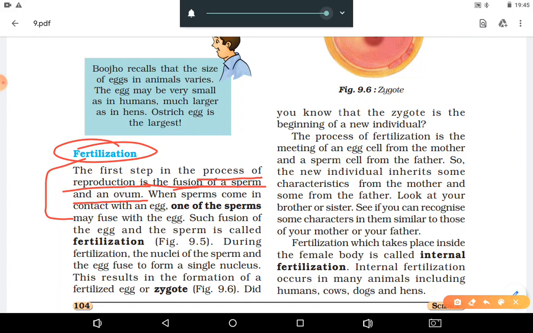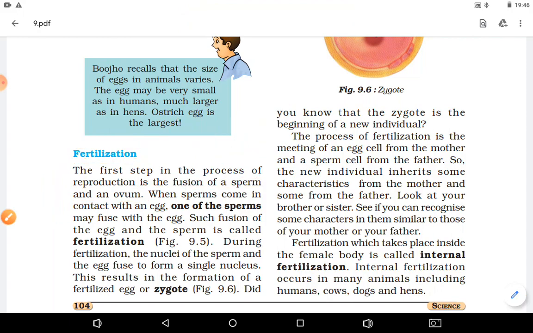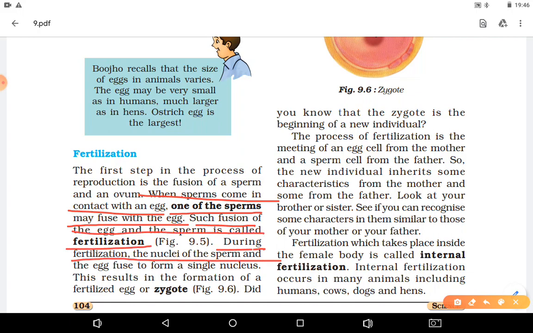Now how does it happen? What is the process of fertilization? When the sperm come in contact with the egg, one of the sperm fuses with the egg, and this fusion is known as fertilization. I will also explain this separately on a diagram. During fertilization, the nucleus of the sperm and the egg fuse to form a single nucleus, which results in the formation of the zygote. Clear? So the zygote is the beginning of the new individual.